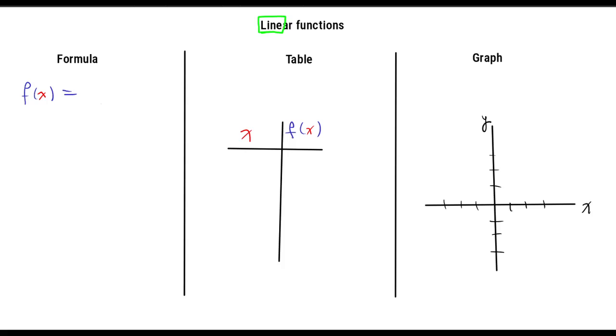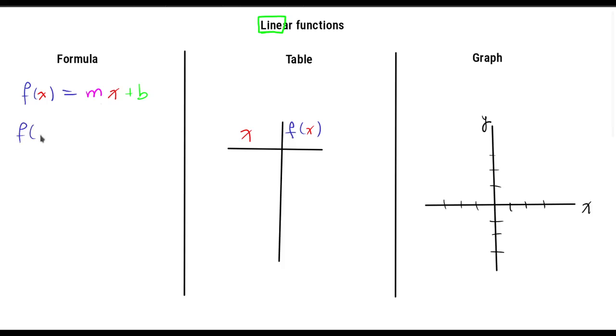So let's start with representing linear functions by formulas. If we have a linear function, its formula is going to look like this. f of x equals some constant m times our input variable x, and then we could have another constant b added on. This mx plus b is going to look familiar. This is exactly the right-hand side of the slope-intercept form of the equation of a line.